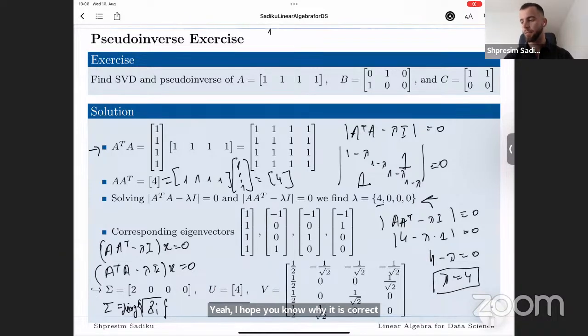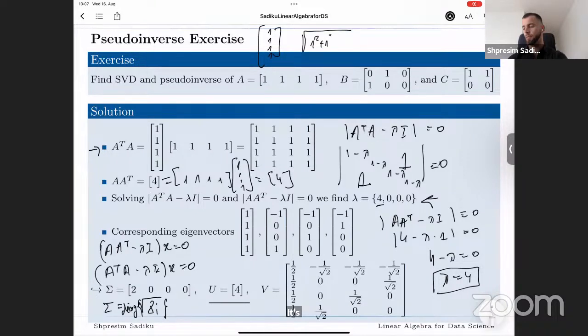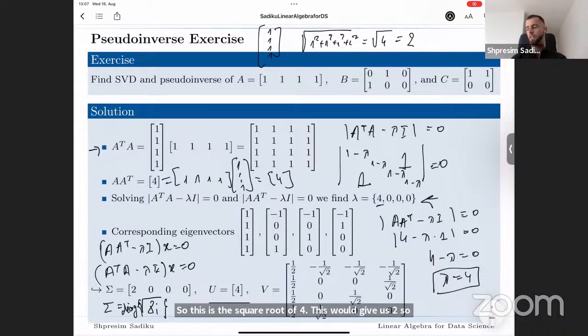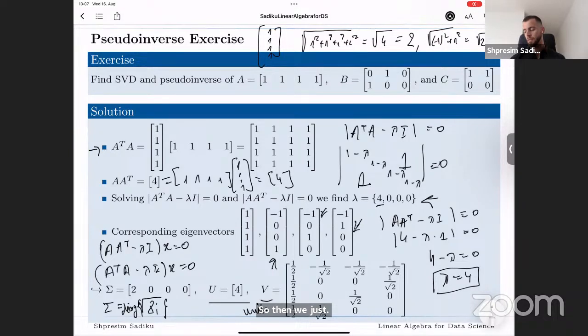Well, again, we have this vector 1, 1, 1, 1, and its length is the square root of 4. This would give us 2. So we just divide each of the elements of this vector by 2. Similarly, the length of the second vector is the square root of minus 1 squared plus 1 squared, which is the square root of 2. This is also the square root of 2, and this is also the square root of 2. So then we just write unitary vectors for B.